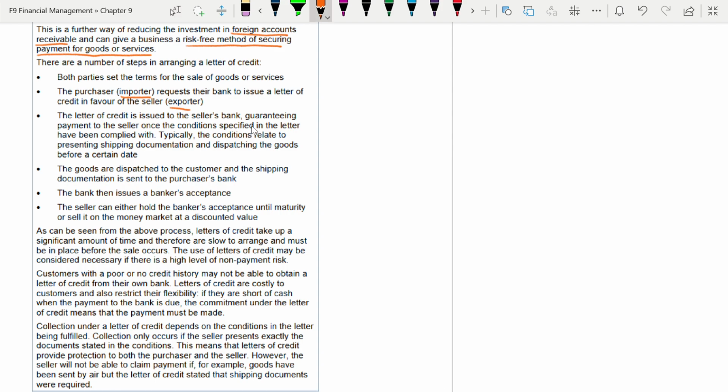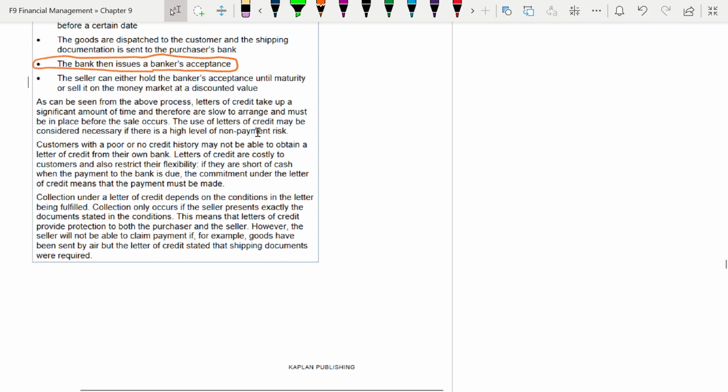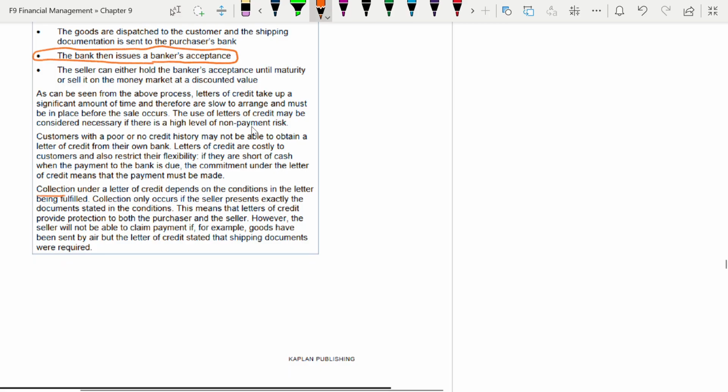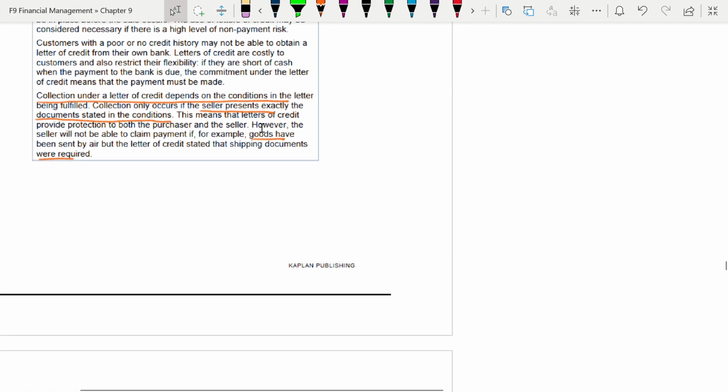The bank then issues a banker's acceptance, and based on that, the further transactions and collection under the letter of credit depend on the conditions in the letter. Payment only occurs if the seller presents exactly the documents stated in the conditions. For example, if goods have been sent by air but the letter of credit stated shipping documents, you have to provide the documents as stated.